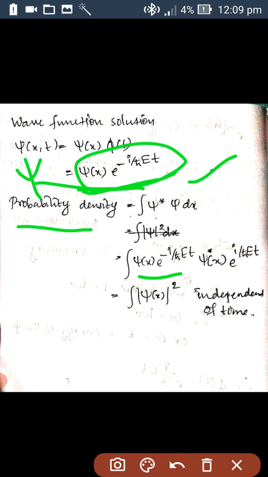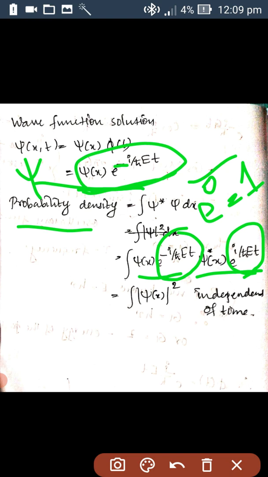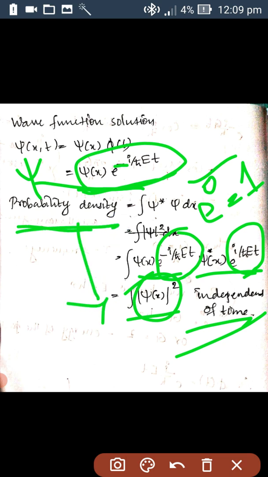This function is written as the product of the two functions. Then psi of x into e to the power minus i by h cross E t, and psi star is psi star e to the power, when we are taking the complex conjugate, we will get e to the power i by h cross E t. E to the power i by h cross E t and e to the power minus i by h cross E t, that is e to the power 0, that is equal to 1. Then we will get integral modulus of psi square, and this function is independent of time. So probability density is independent of time. Such kind of states are called stationary states.